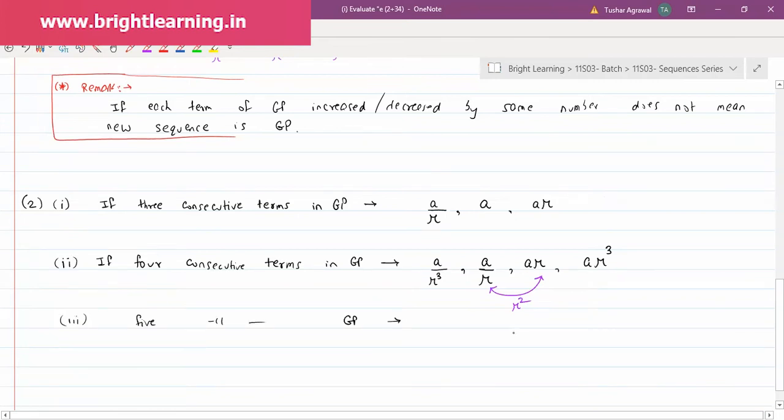Okay. For 5 terms, there will be a nice middle term. The third term will be a simple middle term A. It will be AR and A upon R. Then it will be AR square, and here it will be A upon R square. For 6 terms and so on you can do. Okay.